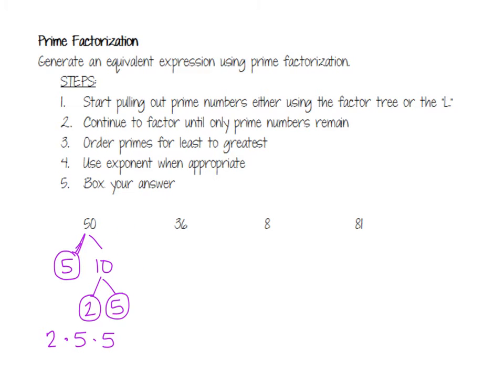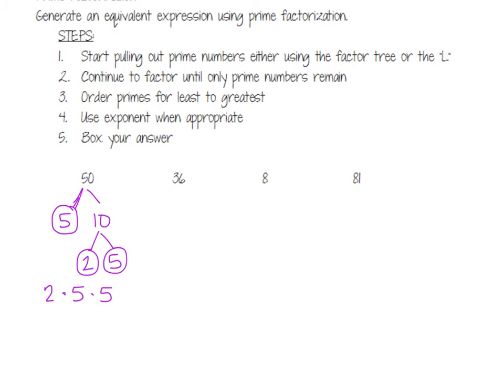Oops, sorry. And then I see that I can write this in exponential form. So I'm going to go one more time. I'm going to go 2 times 5 to the 2nd power. And there's my answer. So if I were to expand this out and solve it out, I would get 50.